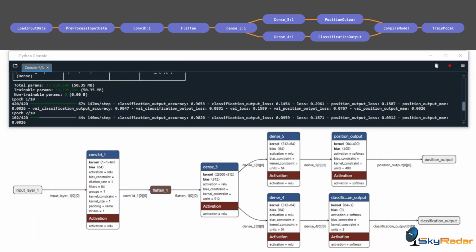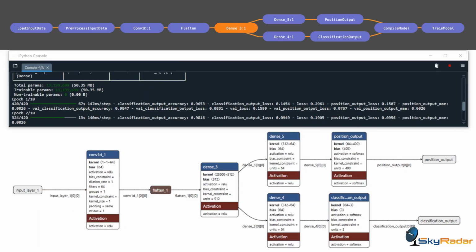Once pre-processing is complete, the data is fed into the model, which is built using a structured sequence of blocks. The first stage in the model is a 1D convolutional block, which extracts relevant spatial features from the input data. This block uses a convolutional kernel to process the data and identify patterns that can later be used for classification and localization. The output of the conv1D block is passed into the flatten block, which reshapes the data into a format suitable for the dense layers.